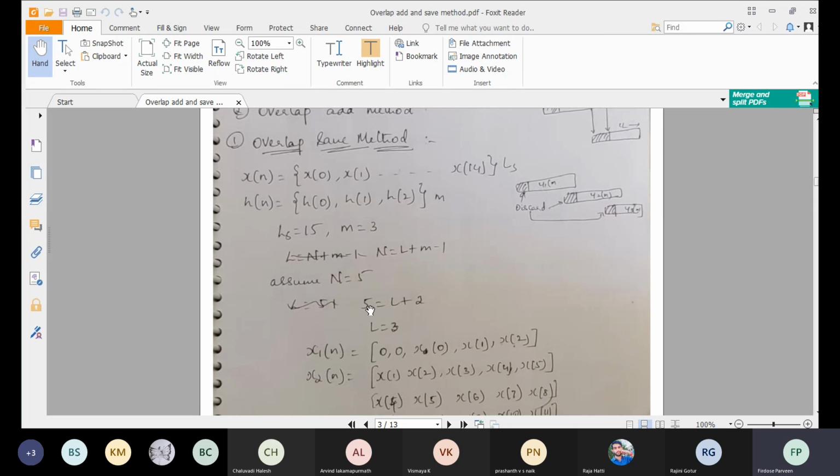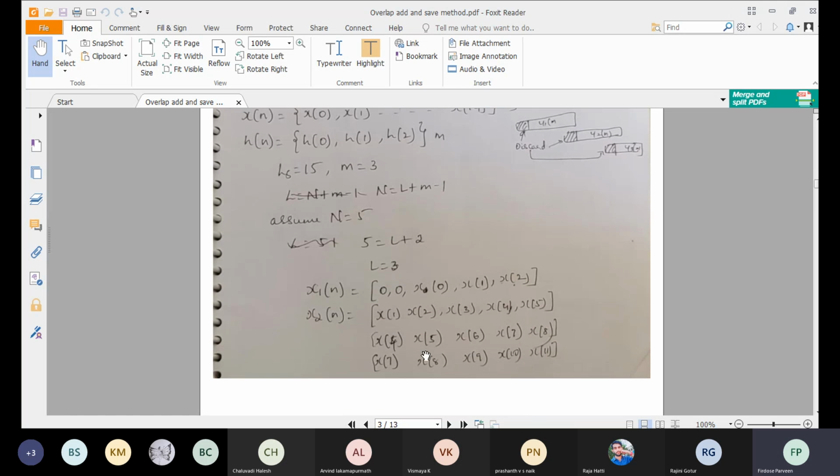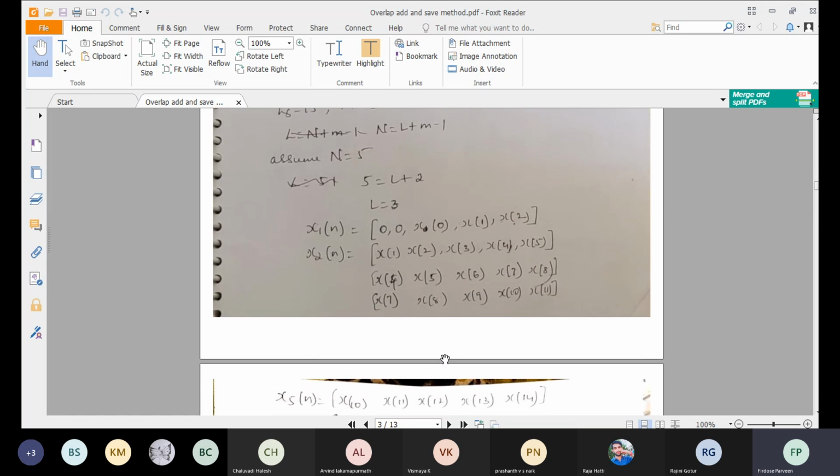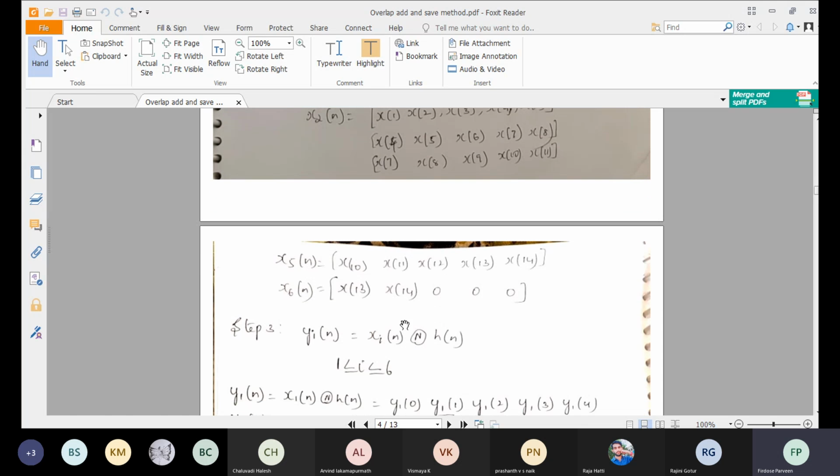Since N is equal to 5, we should have 5 samples in this sequence. Since L is equal to 3, we will pad it with 0s at the starting, 0, 0 like this. Later, we will repeat the last two numbers in the next sequence. Again, the last two will be repeated here. It depends on the length you have got. This one again will get repeated, x7, x8 like this. Same thing we have seen in the problem. So x13, x14, 0, 0, 0.